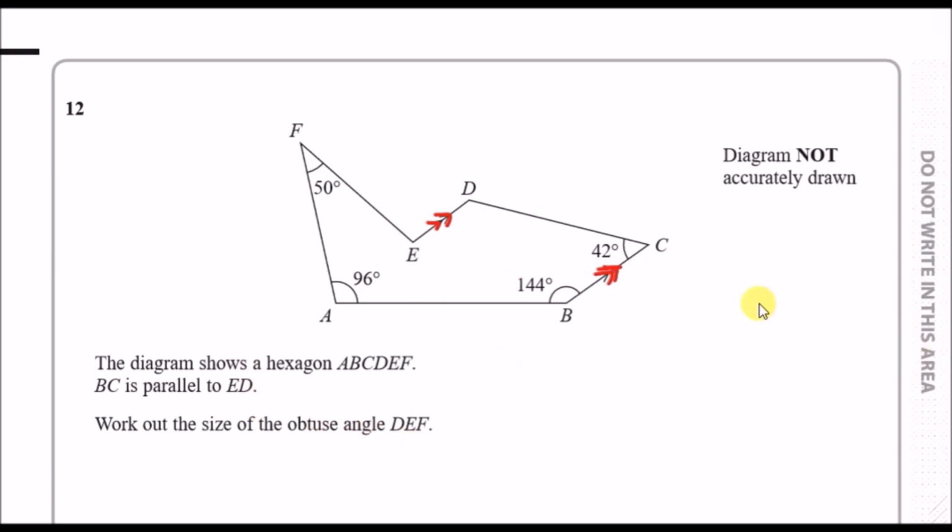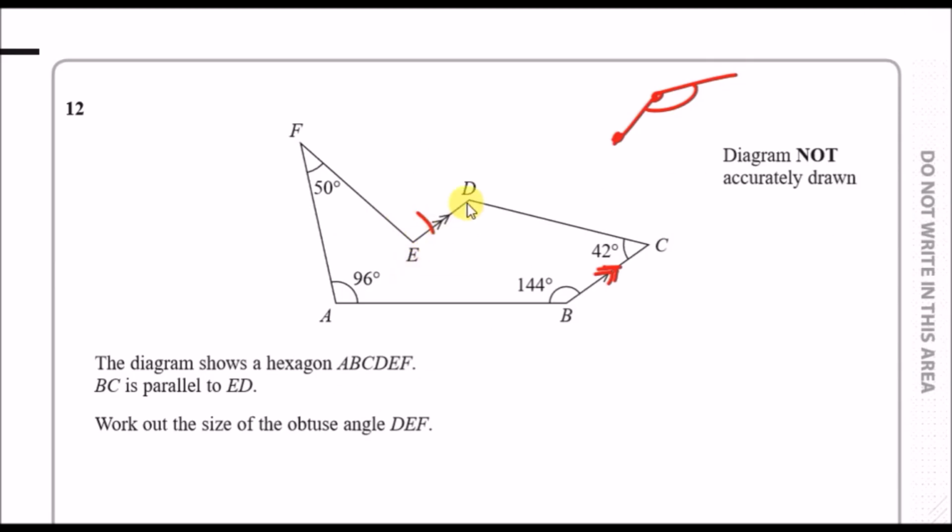Obtuse literally means the angle bigger than 90, like an obese angle. That's how I memorize it, as obese angle. So I'm talking about DEF, this wide angle here. If they told you to work out this bit here, technically it could be a right angle, acute, or even a reflex. So I'm guessing this would be the obtuse angle, the interior one, yeah? Now, let's go and try and work this out.